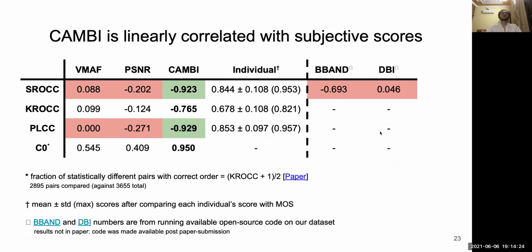And here are some numerical results from the paper. For the purpose of this talk, let's just focus on the highlighted components. For the Spearman rank order correlation coefficient, as well as the Pearson linear correlation coefficient, we see that VMAF and PSNR are basically almost uncorrelated with the mean opinion score, whereas CAMBI had a high correlation number, like 0.92. We also compared it with 2 previous works, Band-ID and DBI. The open source codes were released after the paper submission, so these results are not in the paper. And we saw that CAMBI performs much better than these 2.